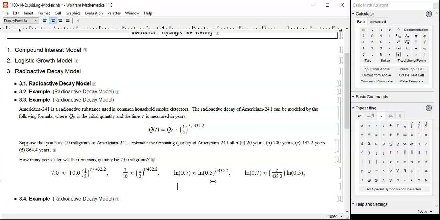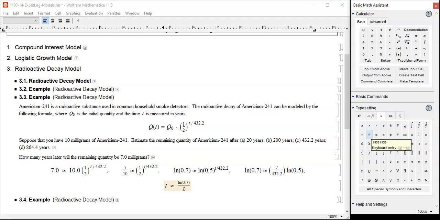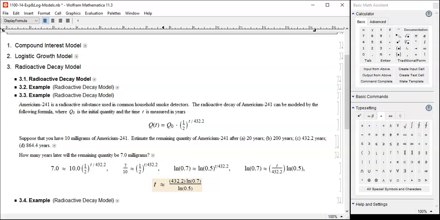So flip all those to the other side. Then you're going to get this. Log of 0.7 was on the other side as before, and then log of 0.5 we just flipped over, and then 432.2 flipped over, and that goes to the numerator. So that goes to 432.2, and I guess a little bit bigger font will help. Punch your calculator in, and you're going to get the answer.